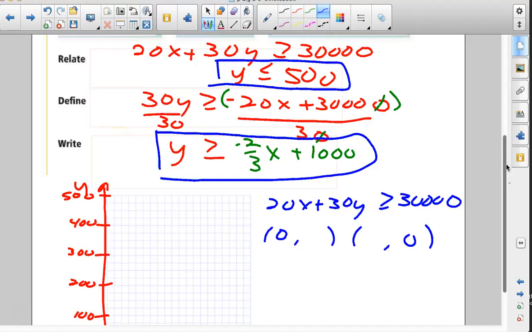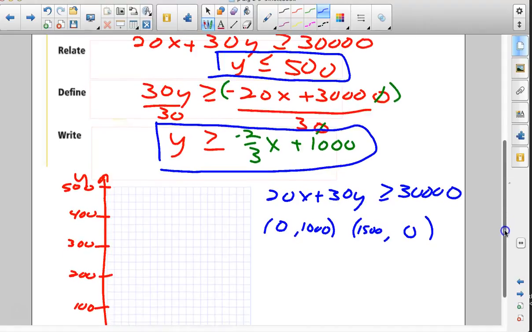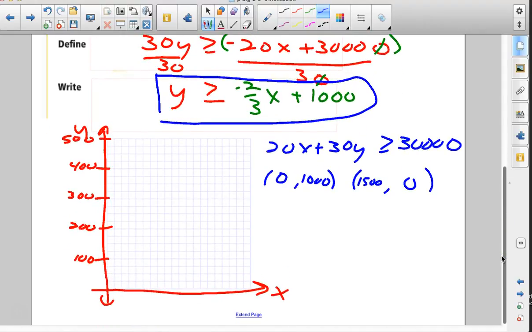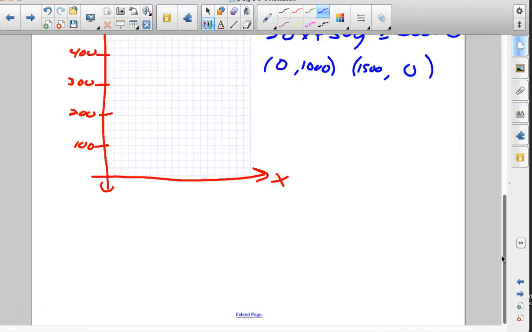So if this is a 0, we have 30 times something needs to come out to be 30,000. Well, that's 1,000. And then if we look at this one, we'd say, okay, well, if this is 0, now I'll need 30,000 divided by 20, or 3,000 divided by 2, which is 1,500. So when I'm graphing down here, I need to go to at least 1,500 to get that piece on there. And I have 20 to look at, so maybe I will do this.